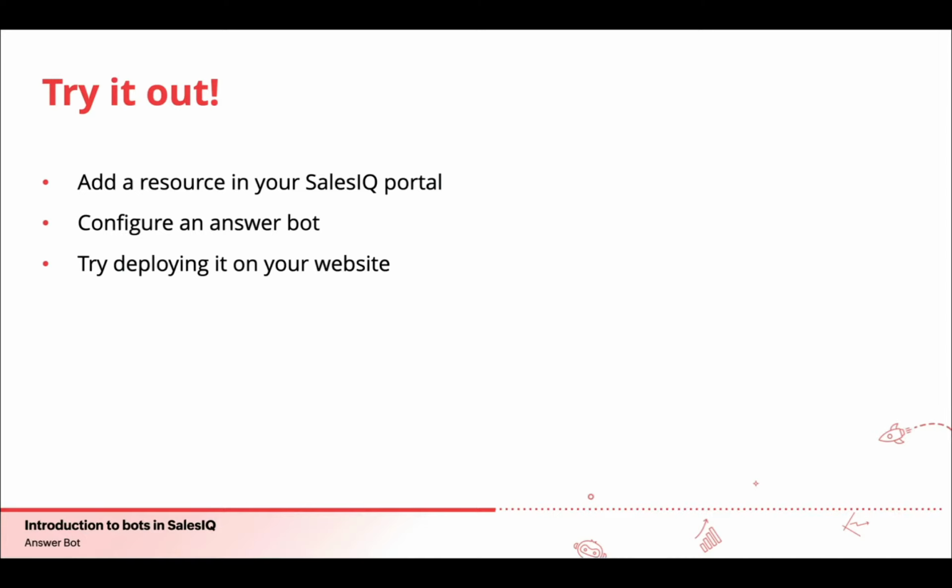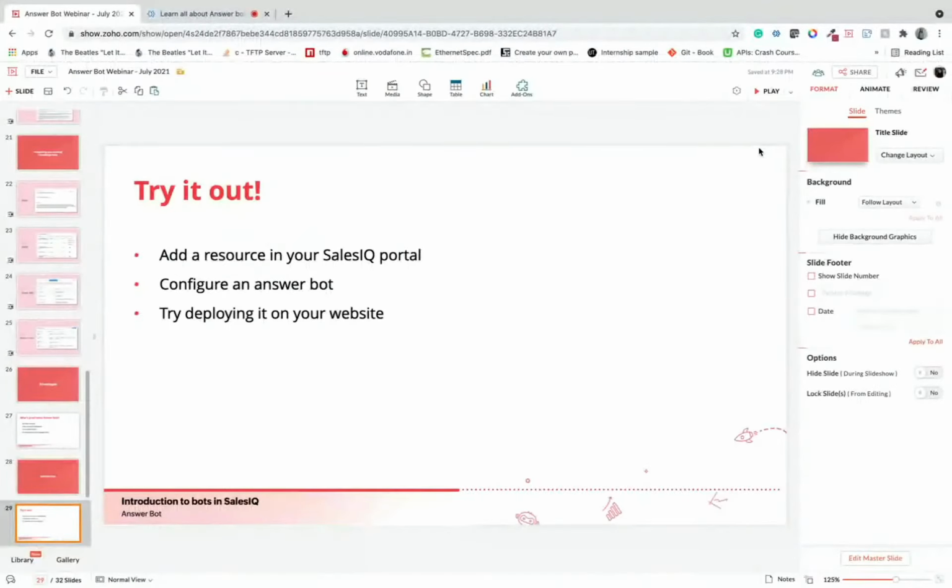I'll show you where the resources module is. I missed showing that to you after speaking about resources. So I will show you where the resources module in SalesIQ is. All you have to do is try and add some resources in your SalesIQ portal. Then you configure an answer bot and try deploying it on a demo website. Now I'll show you where you can add resources inside your SalesIQ portal.